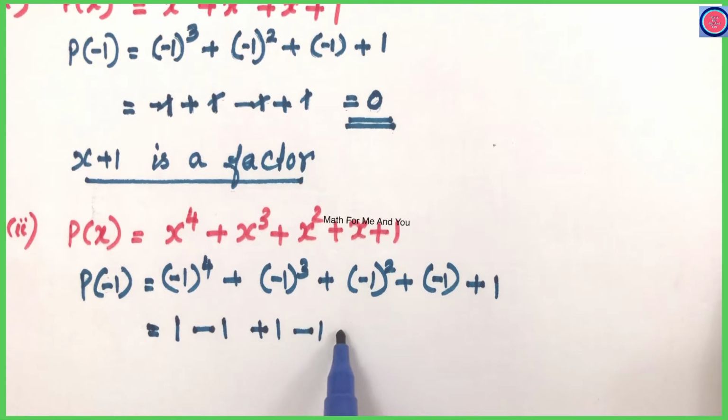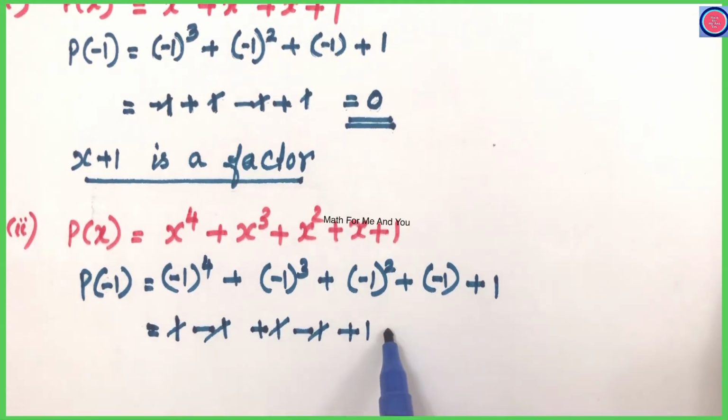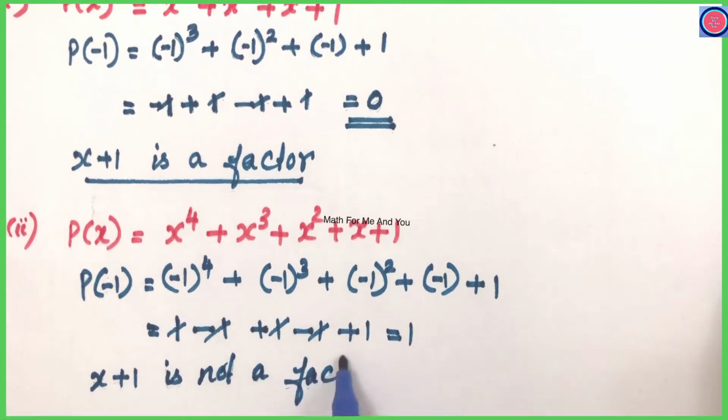Negative 1 square is positive 1. Then negative 1 and plus 1. Plus 1 and negative 1 cancel. Again plus 1 and minus 1 cancel. Finally we get it is equal to 1. That means p of minus 1 equals 1. So what can we say, is x plus 1 a factor or not? No, x plus 1 is not a factor of this polynomial.